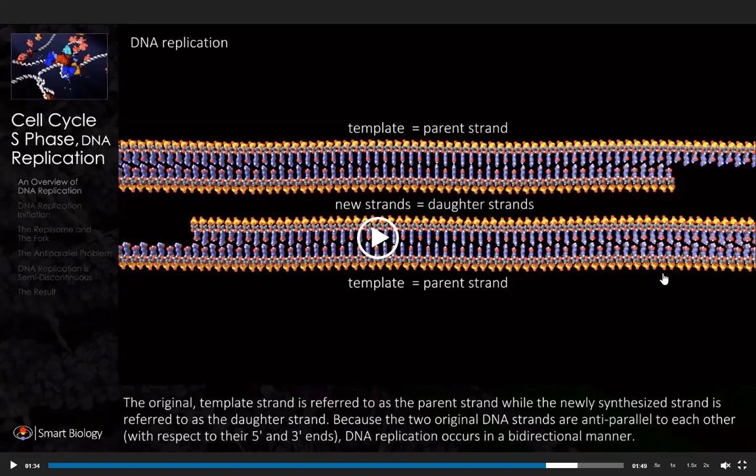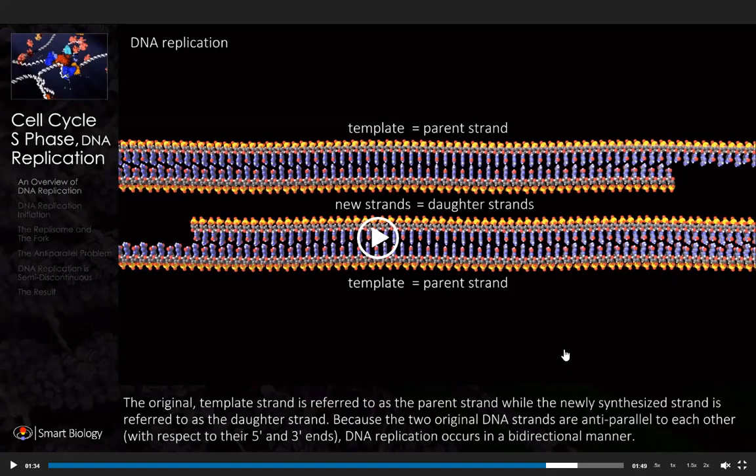And therefore, the synthesis of the new strand will always have to be in a 5' to 3' direction. So that's one important point to keep in mind. The new strand always has to be synthesized in the 5' to 3' direction.